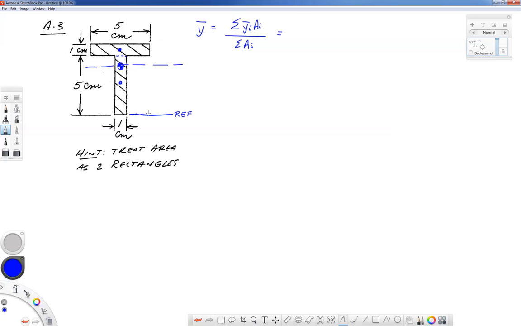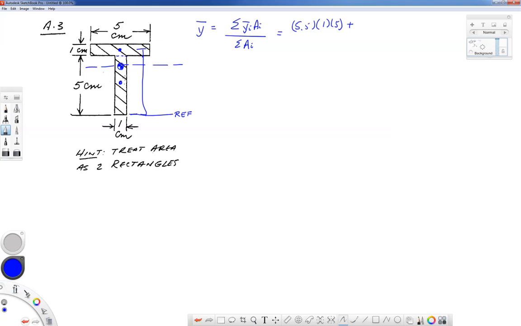All right, so the distance from the reference line to the centroid of the top piece is going to be 5.5 centimeters. It takes 5 centimeters to get to the edge, and then another 1/2 centimeter to get to the centroid of piece number 1. So the y bar is going to be 5.5. The area of piece number 1 is 1 by 5.